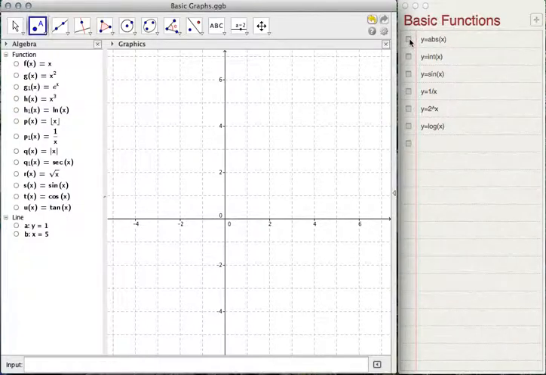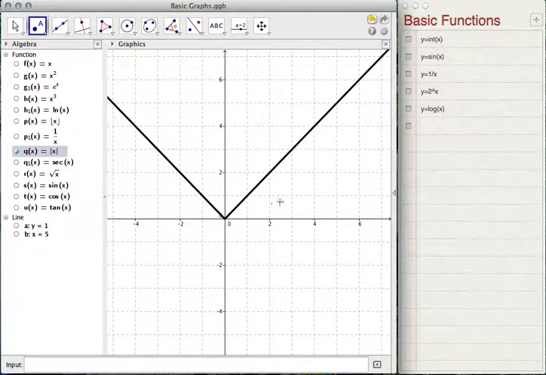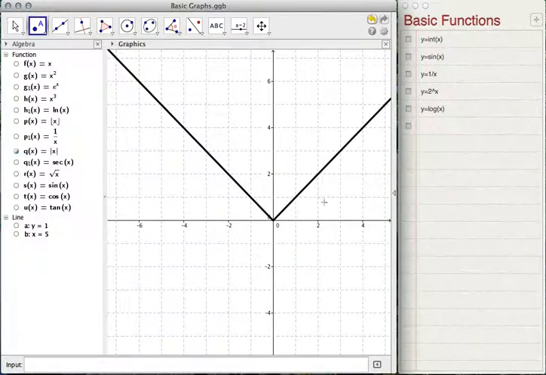Next on my list is the absolute value function. The absolute value function looks kind of like a V, and some of its key points: it goes through (0, 0), (1, 1), and (2, 2), a lot like y equals x. But it also goes through those same numbers when the x's are negative. So (-1, 1), (-2, 2), (-3, 3). Those are a handful of key points for the absolute value function.